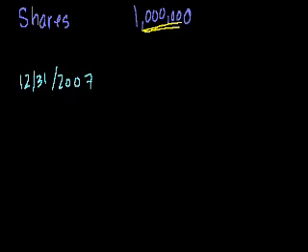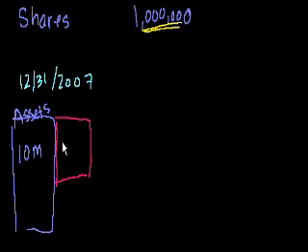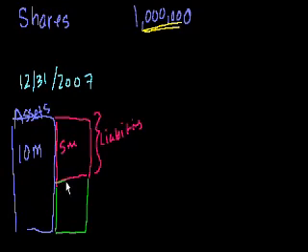12/31/2007, the balance sheet for the company would have looked like this. Let me just draw it. It had $10 million of assets. It had $5 million of debt. You can kind of view this as the liabilities, of which debt is one of them. But let's just say it's all of it. So $5 million of liabilities. So the shareholders' equity, or you could almost view the book value of the equity of the company, is $5 million.